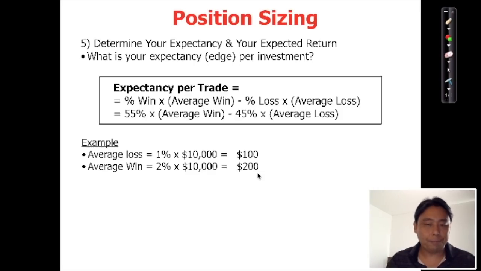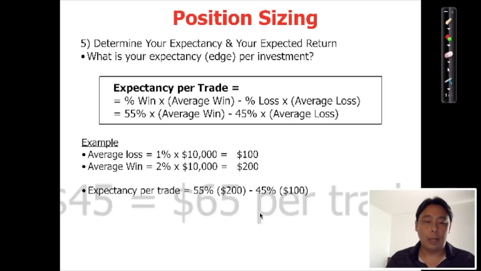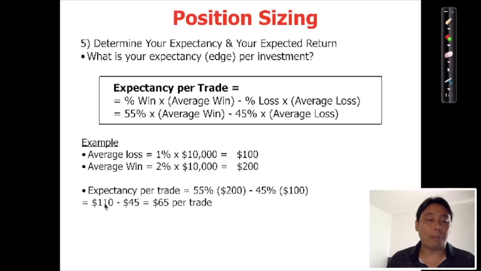So using the formula, what do you get? 55% multiplied by $200, the average win, minus 45% multiplied by $100, the average loss. If you do the math, that will give you an expected profit of $65 per trade. So what does this mean? This means that in a large sample of trades, you have winners, you have losers. When you win 200, you lose 100. But if you average it out, each trade that you make would on average give you a $65 profit.